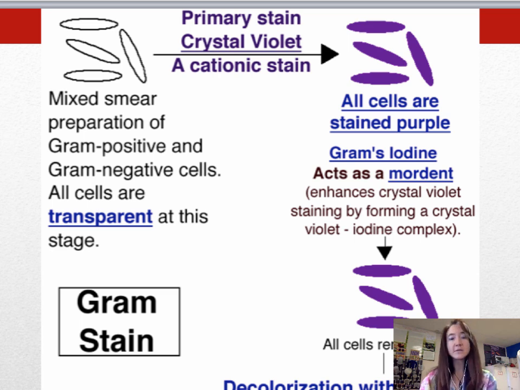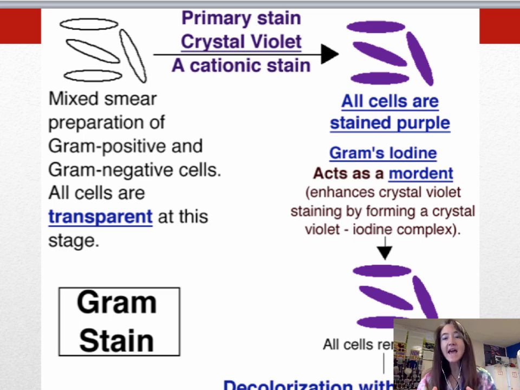So we begin off with a smear with transparent cells. Everything is transparent. We then hit our smear with crystal violet. We allow the crystal violet to stain all of the cells. Remember that it is a cationic stain or a direct stain, a positively charged stain that directly coats the negative charges of both the gram-positive and the gram-negative cell. Gram-negative cells get their negative charge from the lipopolysaccharide, just as gram-positives get their negative charge from the teichoic and lipoteichoic acids. So everything turns purple. The entire smear is purple.